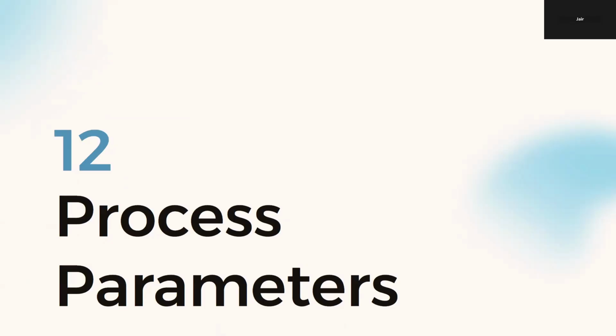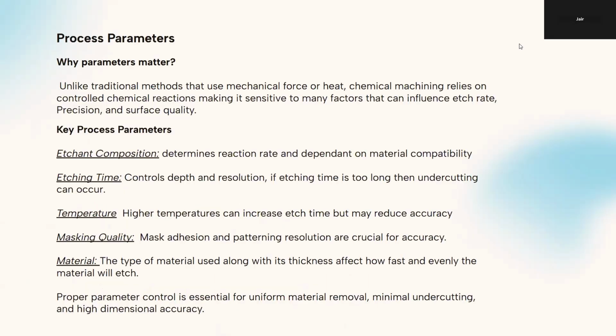Process parameters. Unlike traditional methods that use mechanical force or heat, chemical machining relies on controlled chemical reactions, making it sensitive to many factors that can influence etch rate, precision, and surface quality. Some of the key process parameters are etchant composition, which determines the reaction rate and is dependent on material compatibility.